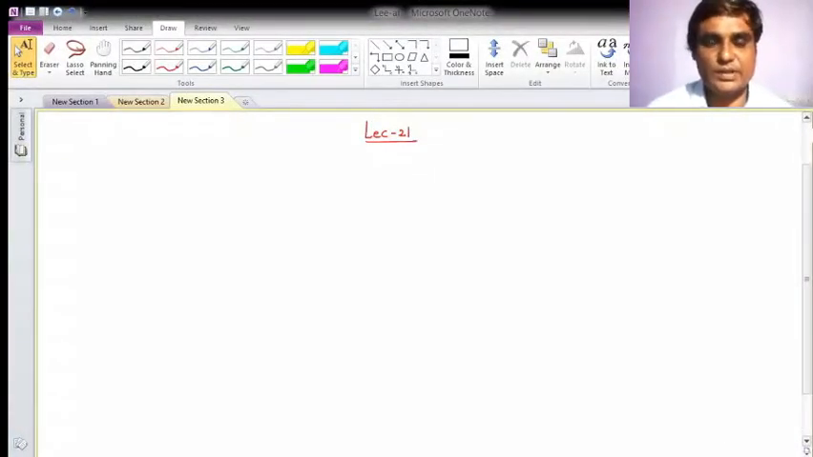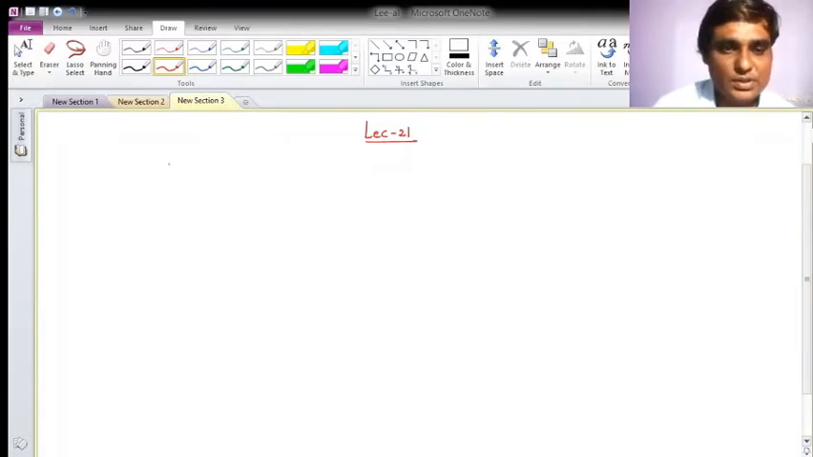Welcome to lecture 21. In the last class we have seen how to find the Laplace transform of any signal. Then we also saw some of the properties of the Laplace transform. In continuation with it, the next property we'll see is the time shifting property. So what is the time shifting property of the Laplace transform?